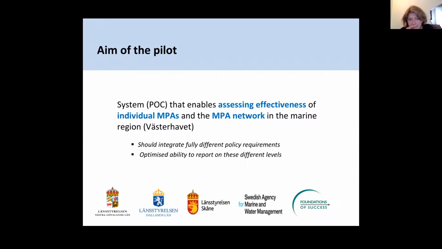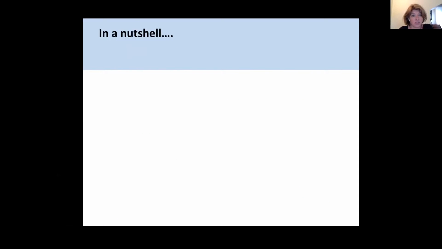And to make this pilot a bit more challenging, because obviously it's too easy, they also asked us to fully integrate the different policy requirements. So the context here in Europe is that protected areas follow the logic of a European policy framework called Natura 2000. In addition to that, we have the OSPAR convention, which we report to. In addition to that, there are national policy requirements. So the challenge was to try and integrate these issues fully into this system, and also optimize the ability of this system to help report in an efficient way on these different levels: on MPA level, on MPA network level, and also on the marine region level.